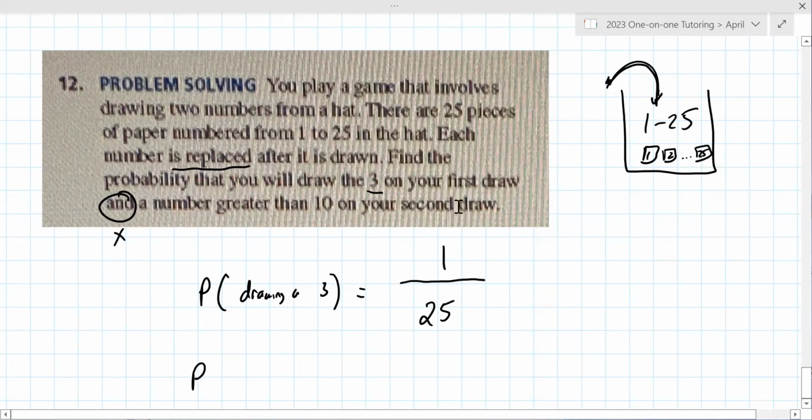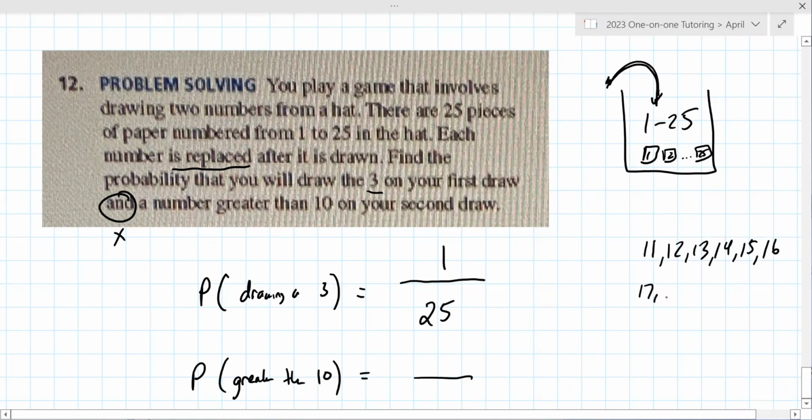Now, since you draw it and put it back in, there's still 25 left over. So greater than 10, how many numbers are greater than 10 inside here? So that's 11, 12, 13, 14, 15. Sometimes you write all these: 16, 17, 18, 19, 20, 21, 22, 23, 24, 25. 1, 2, 3, 4, 5, 6, 7, 8, 9, 10, 11, 12, 13, 14, 15. Okay. So there are 15 numbers that are greater than 10. Is that okay? Yes. All right.